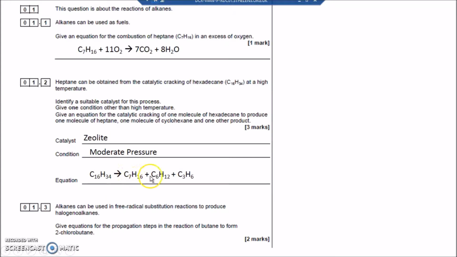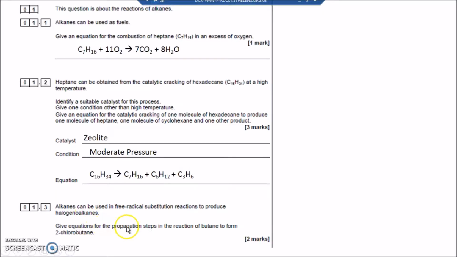Let's just check. 7 add 6 is 13, 16 C's on the left, so I've got 3. 16 add 12 is 28, 34 take away 28 is 6, so I'm going to make propene. Alkenes can be used in free radical substitution reactions to produce haloalkanes.